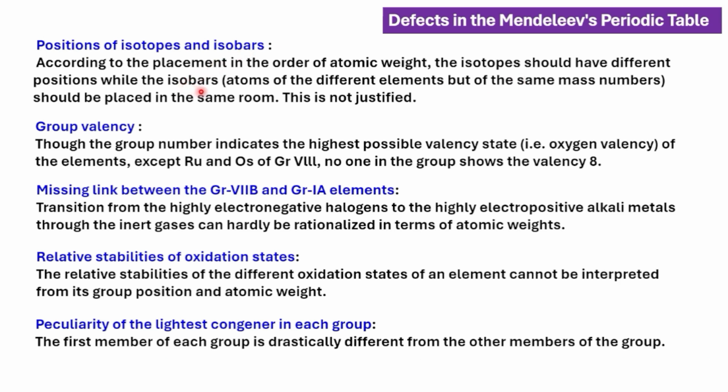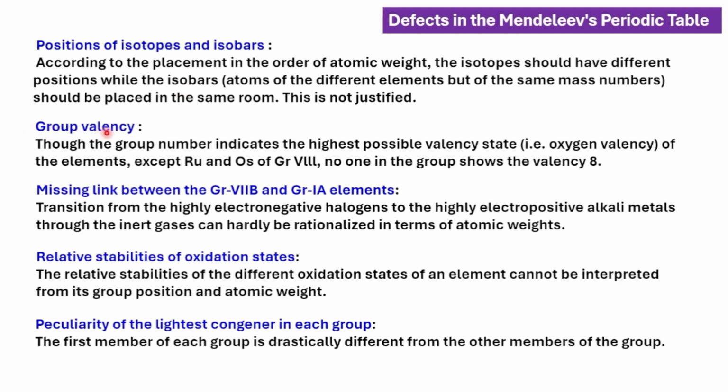And isobars means you have a different number of protons but the same total atomic weight. Means atoms of different elements, but the atomic weight is the same. So both protons and neutrons might be different, but their summation, the atomic weight, will be the same. Those are called isobars. So these isobars should be placed in the same room. This was not justified in Mendeleev's periodic table.